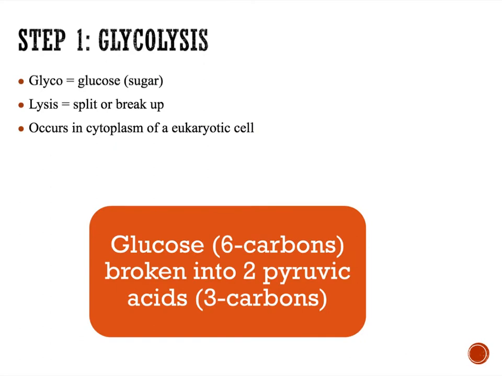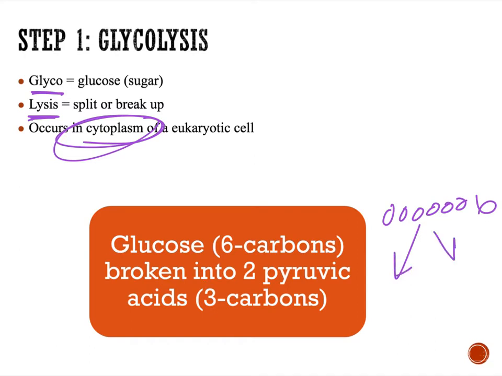Glycolysis. So glyco meaning sugar, lysis meaning split up. It occurs in the cytoplasm, so it's outside the mitochondria. What you're doing is you're going from 6 carbons to 3 carbons. That's what glycolysis does right there. It breaks up that first big molecule.